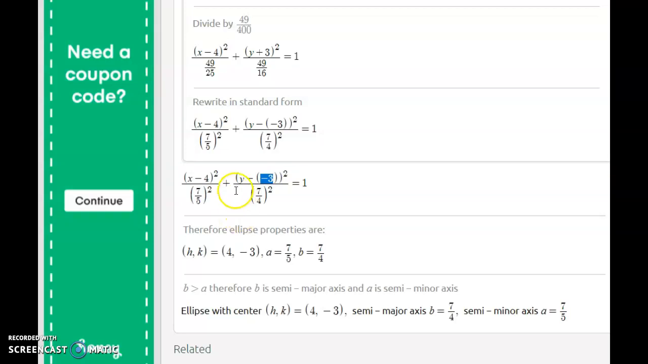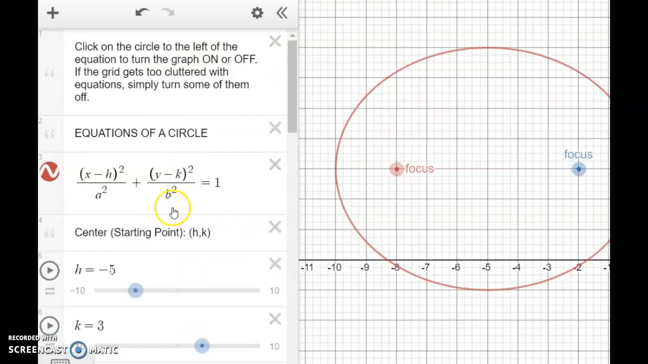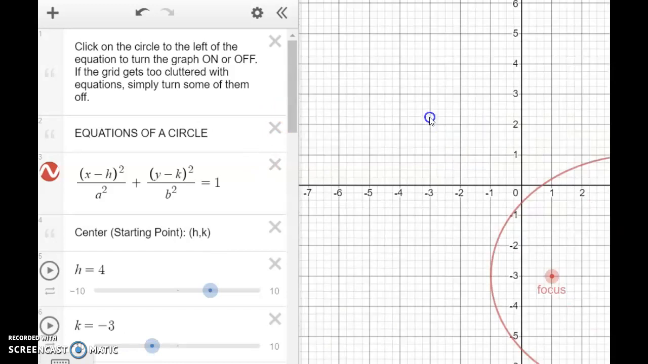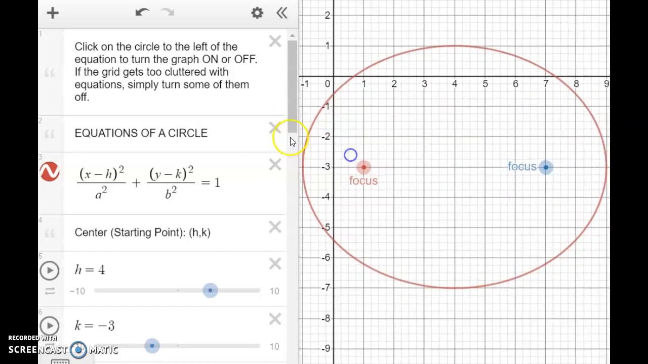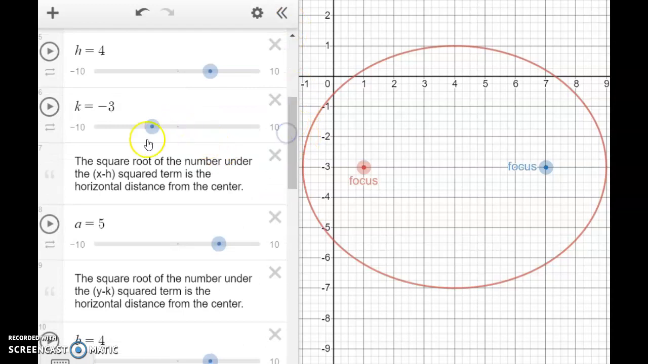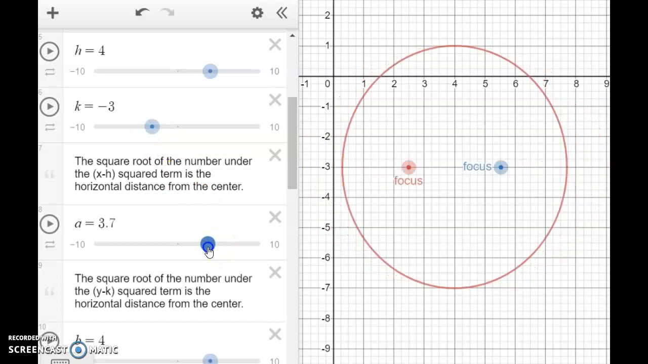So I'm going to try to graph that with Desmos. So 4 and negative 3 is my center. So 4 there, and negative 3. I guess that puts me in the fourth quadrant. There we go. And now I think my major axis was, oh, actually it's not my major axis. Now it will become my minor axis. Actually was 7 over 5, which is 1.4.